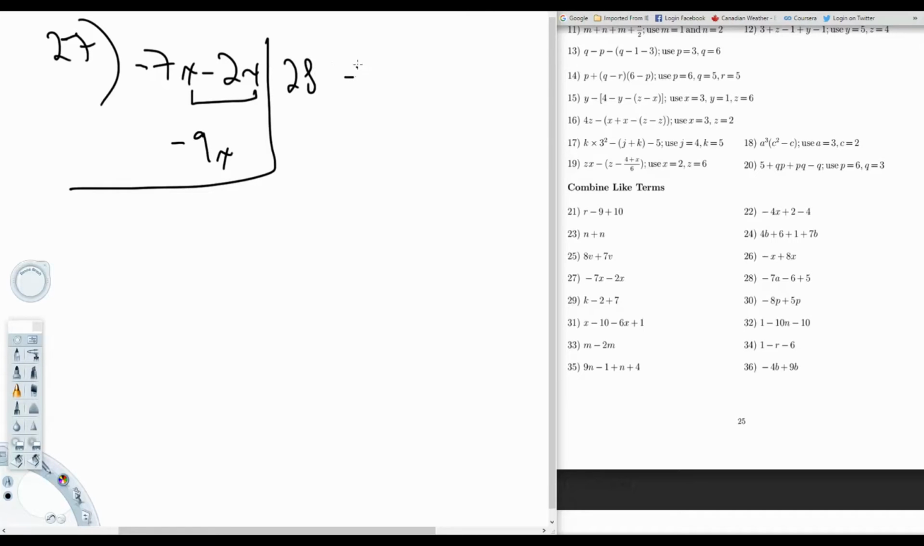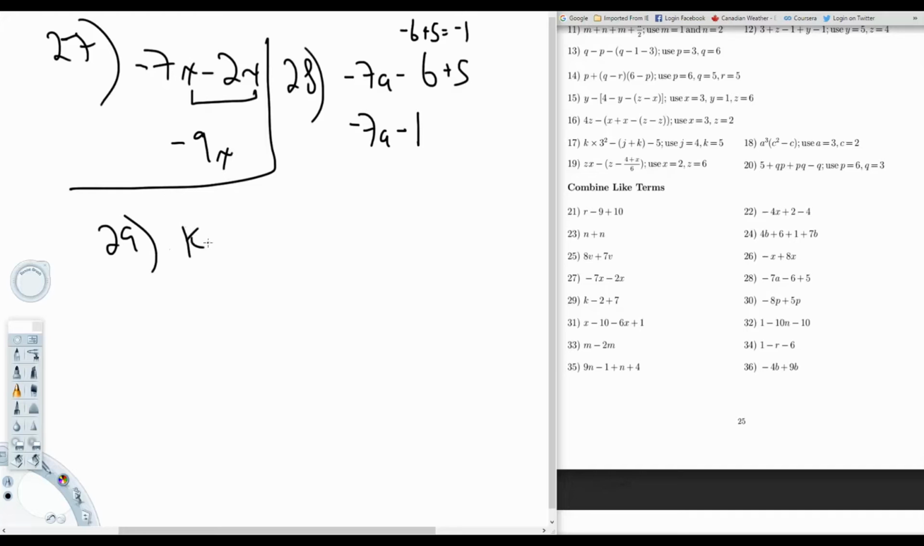28. Minus 7a minus 6 plus 5. Can you do minus 7a minus 6? No, they're not the same. There's no a here after the 6, so it's minus 7a minus 6 plus 5. Minus 6 plus 5 equals minus 1, right? Minus 6 plus 5 equals minus 1. And that is the answer.